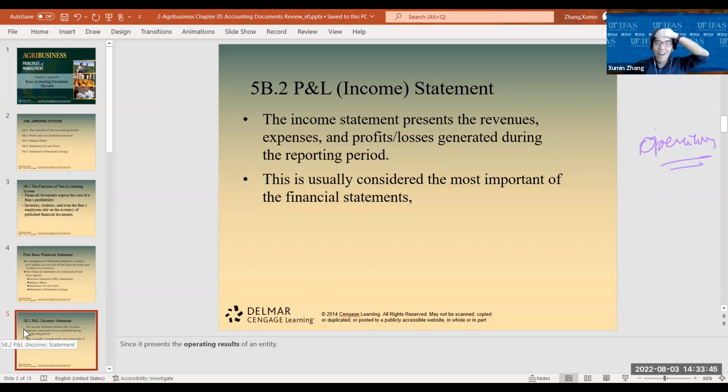Sometimes I call this income statement. Sometimes I call this P&L. Sometimes I call this profit and loss. You know, they are the same stuff, the same document. This is the most important financial statement, the result of our operation.